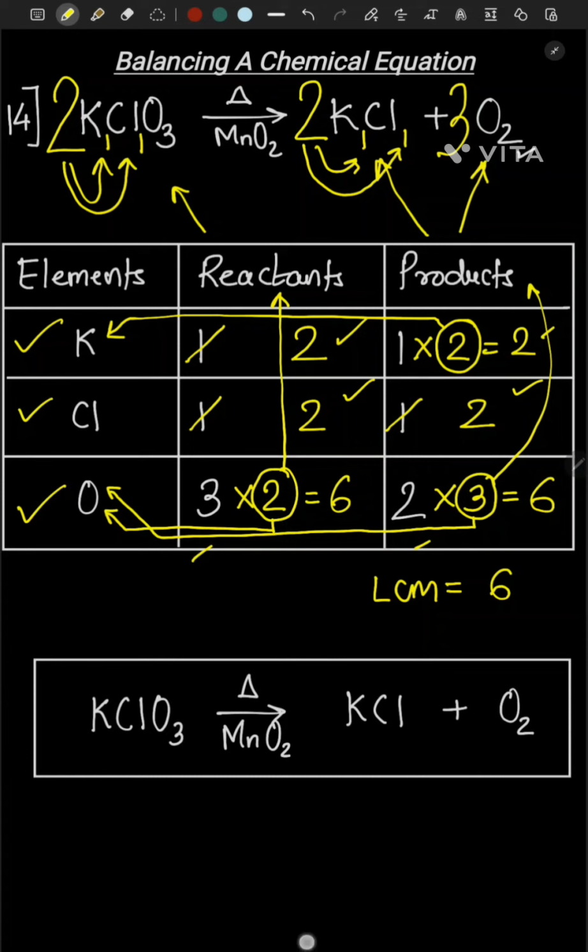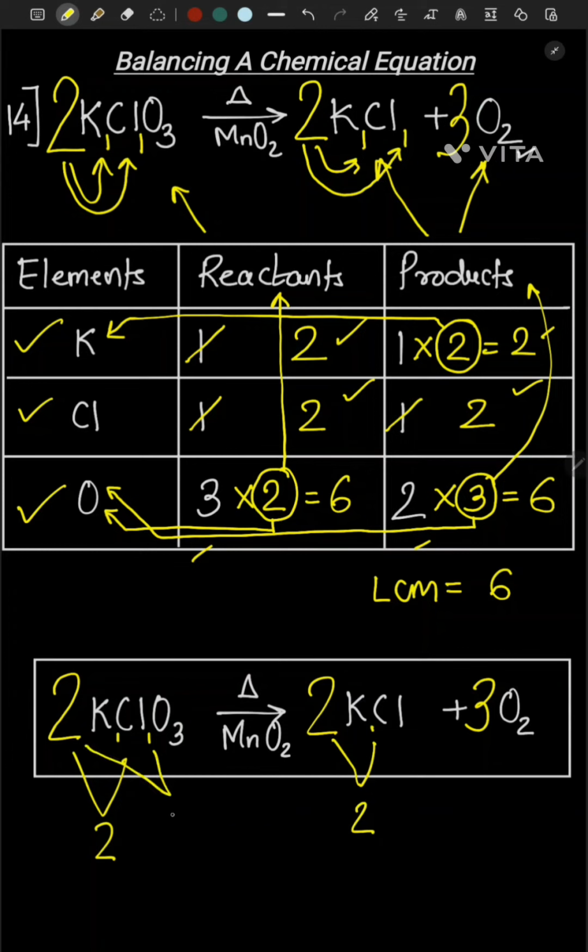So what is my final coefficient? We'll be writing over here. The above one is 2 KClO3, that is 2 KCl plus 3O2. If you want to check, you can tally it. 2 ones are 2 potassium. 2 ones are 2 potassium. 2 ones are 2 chlorine. Same way, 2 ones are 2 chlorine. 3 2s are 6. 3 2s are 6. Hence the above reaction is balanced.